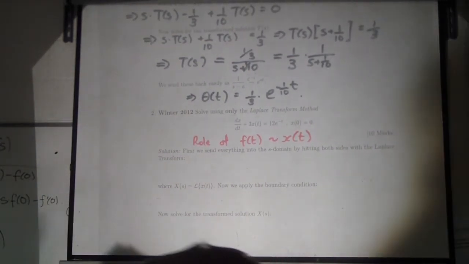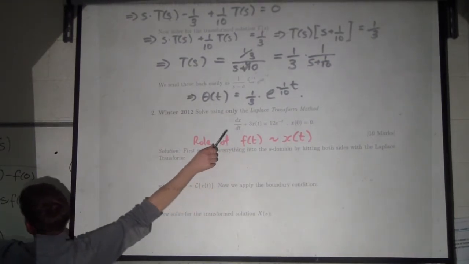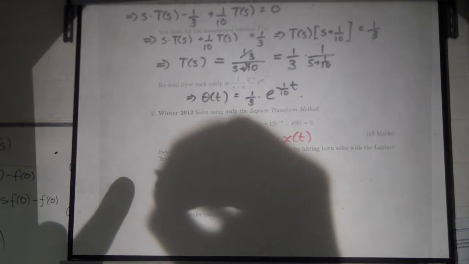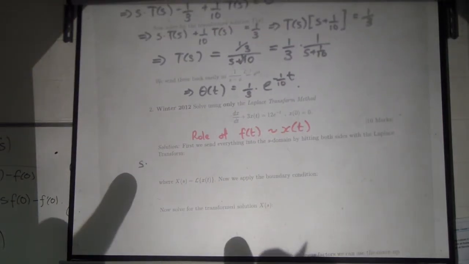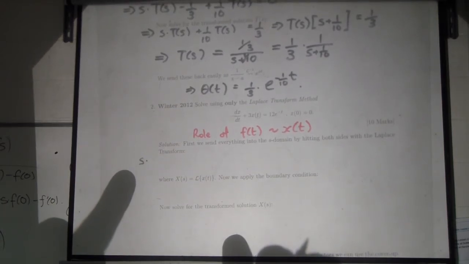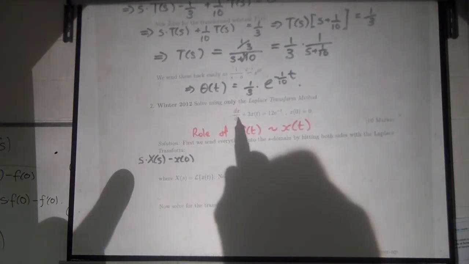Now this time it should be a little bit more straightforward because we can go from little x to big X. So the derivative is the first thing. It gets sent to s times big X of s minus small x of 0. I'm trying to send this guy using this formula, except instead of f's I have x's. So that's the first one sent.